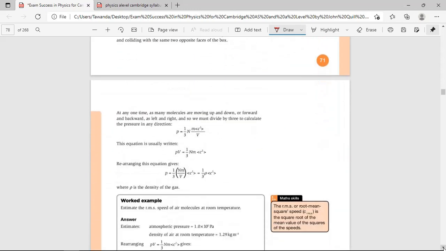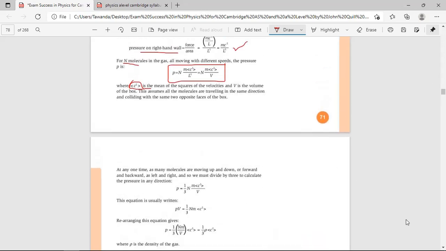Moving on, at any one time, molecules are moving up and down, or forward and backward, or left and right, so we must divide by 3. Finally divided by 3. Why are we dividing by 3?